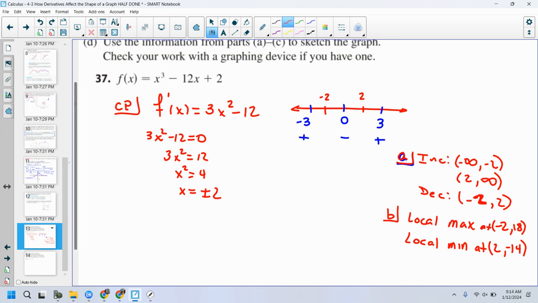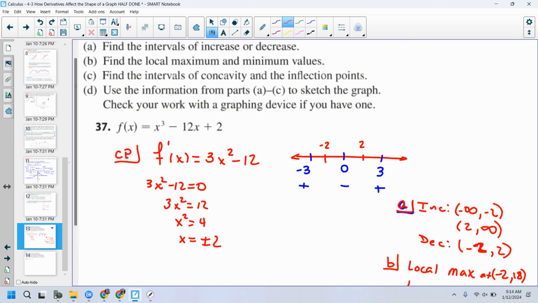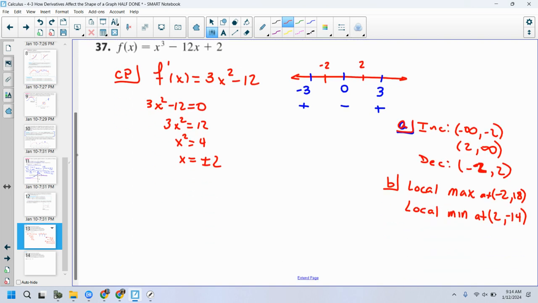Okay, part C says find the intervals of concavity. Now, for that, I need to find the zeros of the second derivative, right? So f double prime is going to be just 6x, isn't it? Really very, very simple second derivative. You want to see the second derivative test in action real quick?